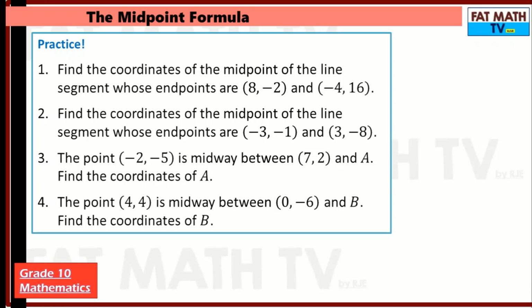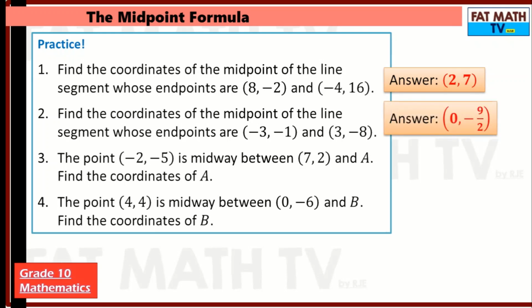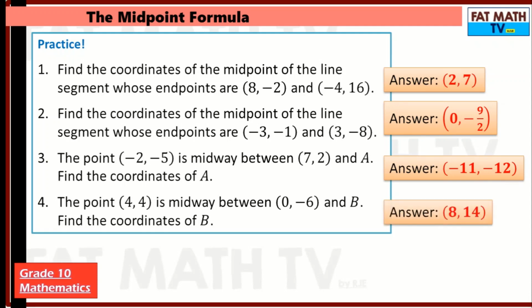So number 1, the answer is 2, 7. So you have to add the x's, divide by 2, add the y's, and divide by 2. Same with number 2, you add and divide by 2. So we have 0, negative 9 halves. Number 3, we have negative 11, negative 12. Number 4, 8, 14.